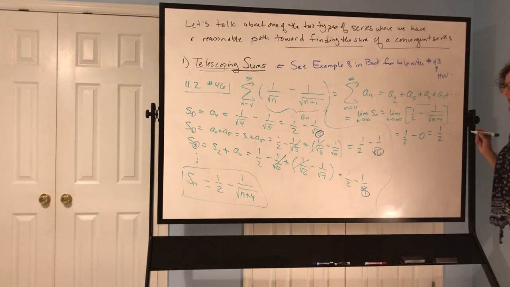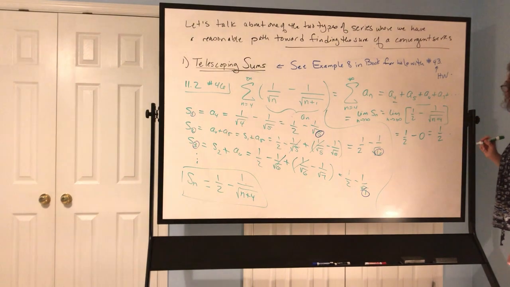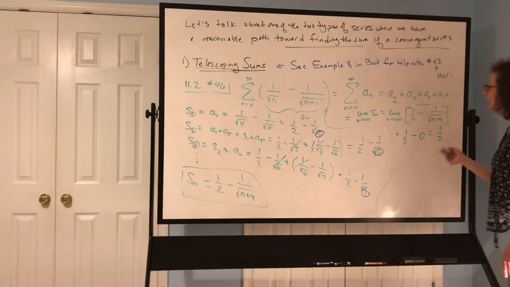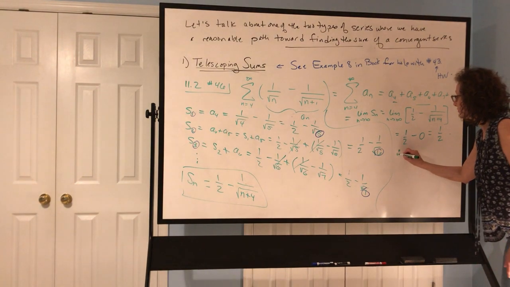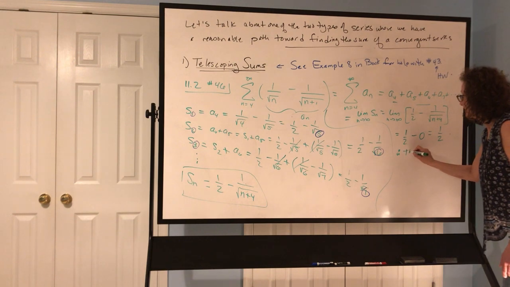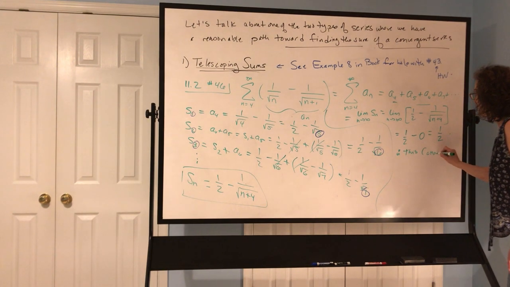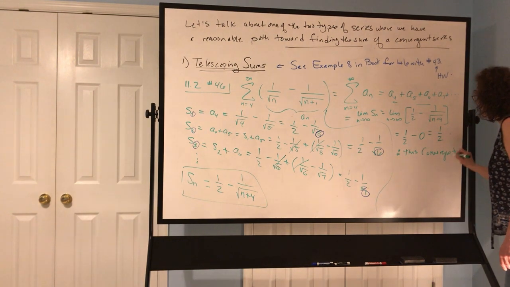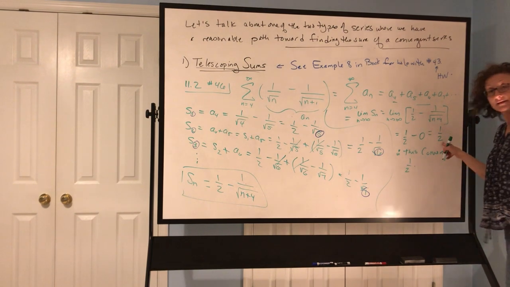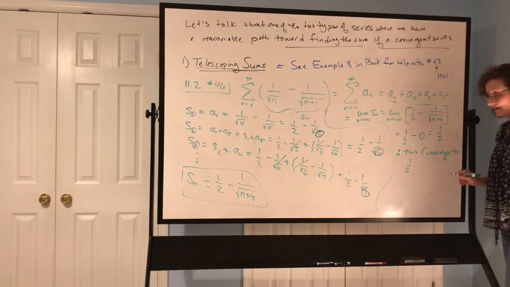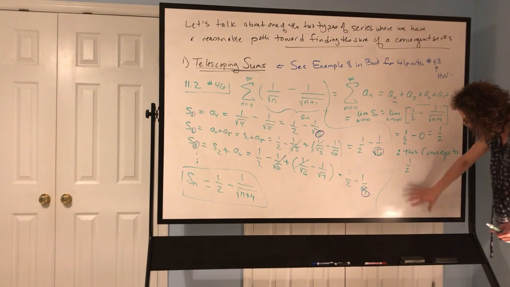That's the sum of this series. If we add that all up, we get 1/2. So this series converges, therefore, to 1/2. 1/2 is S for this problem. Now remember what was right here before I erased it.